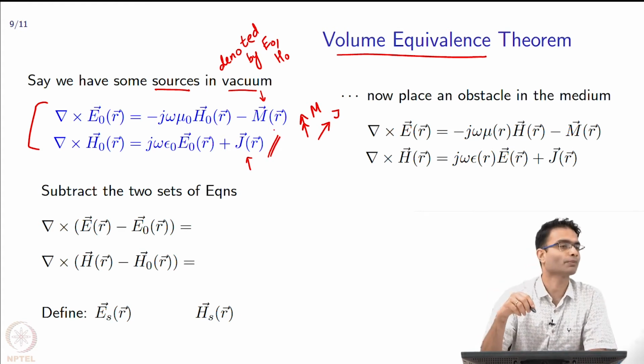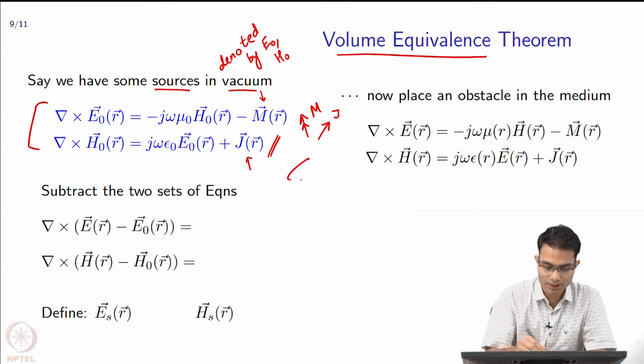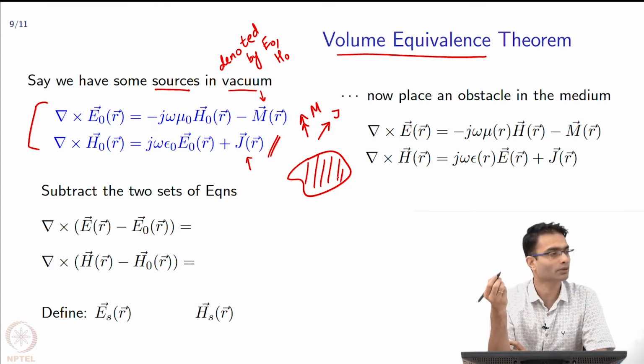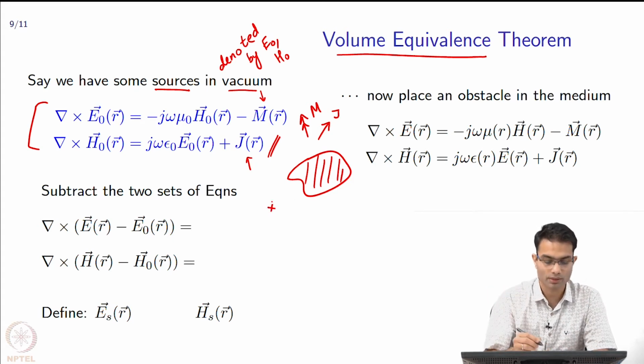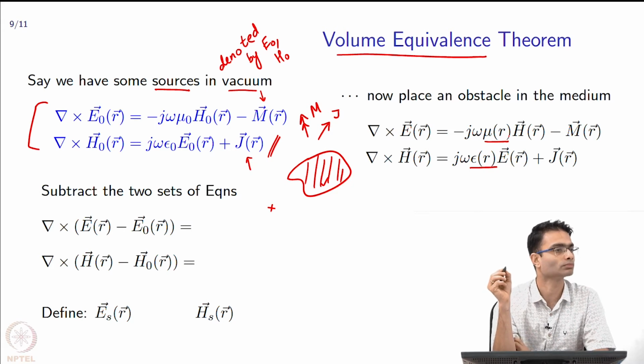Now, let us make life a little bit more interesting, because real life will have objects. So, let us say I place some obstacle over here. How should I characterize an obstacle or any object? By the medium properties mu and epsilon, which will be a function of space. For example, here there is nothing and here there is the object. All of that information is captured in epsilon r and mu r. That is why I denoted it as a function of space.